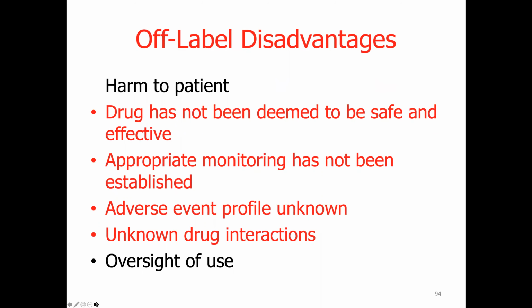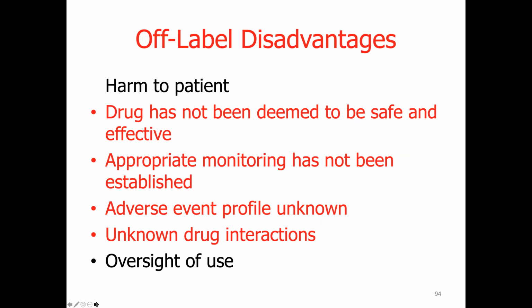The problem is you've got to consider there may be harm to the patient. The drug hasn't been approved by the FDA to be safe and effective in an off-label use. We really may not know what the appropriate monitoring is, so if you're going to use off-label, monitor appropriately. We don't know the adverse event profile. We don't know in children if there's going to be greater or worse effects. We don't know the drug interactions, and there's really no oversight for use.